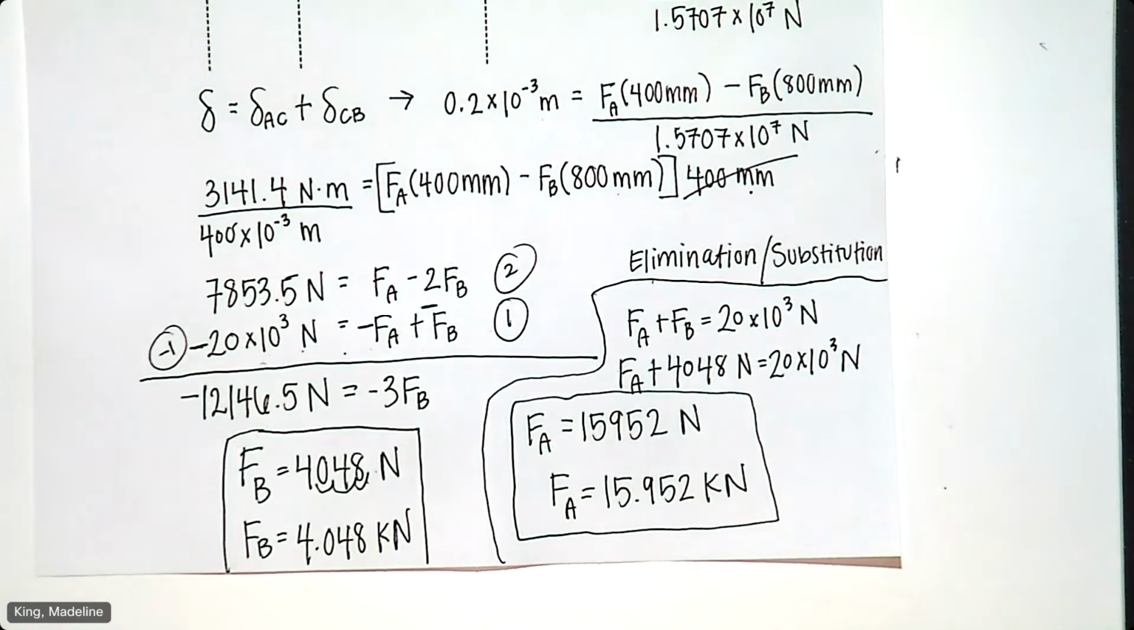Now, if you were to plug your forces back into your displacement equations, you would see that for the displacement of AC, you would get a positive number. And for delta CB, you would get a negative number, which we concluded because of compression. And if you were to add both of them together, you should get 0.2 millimeters, as that was our total displacement of the rod. Are there any questions?